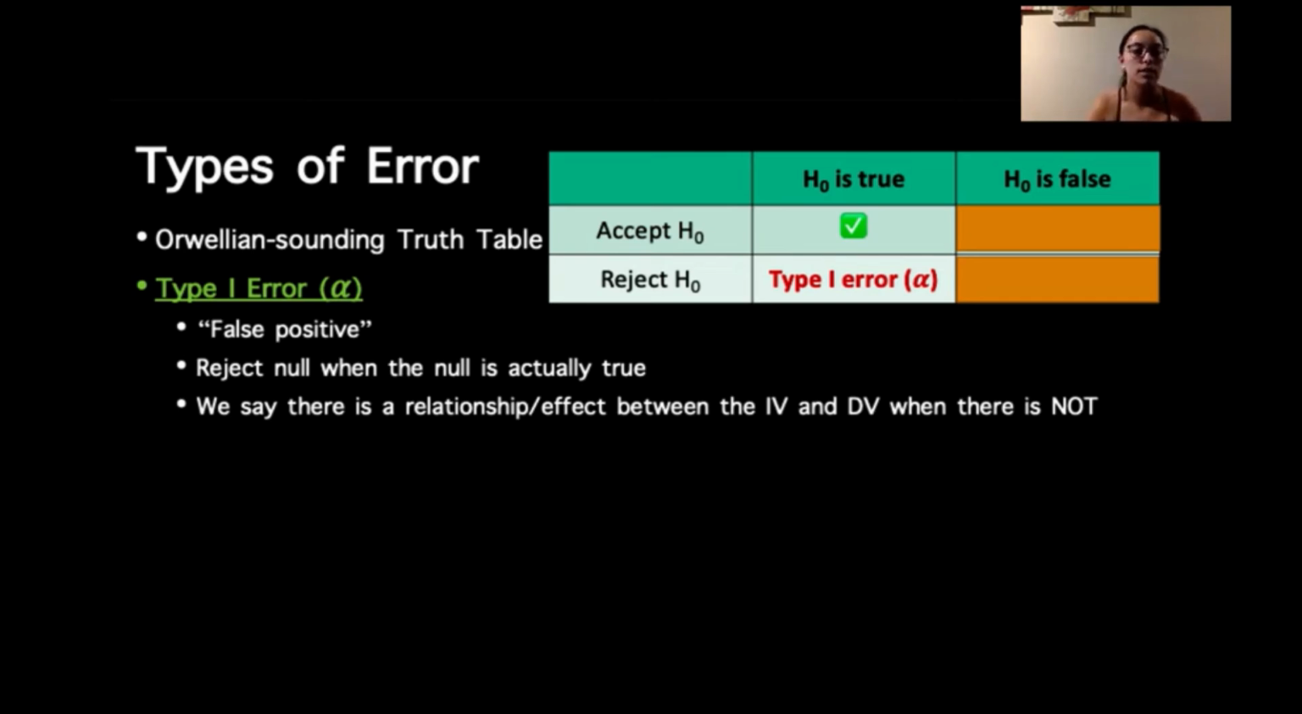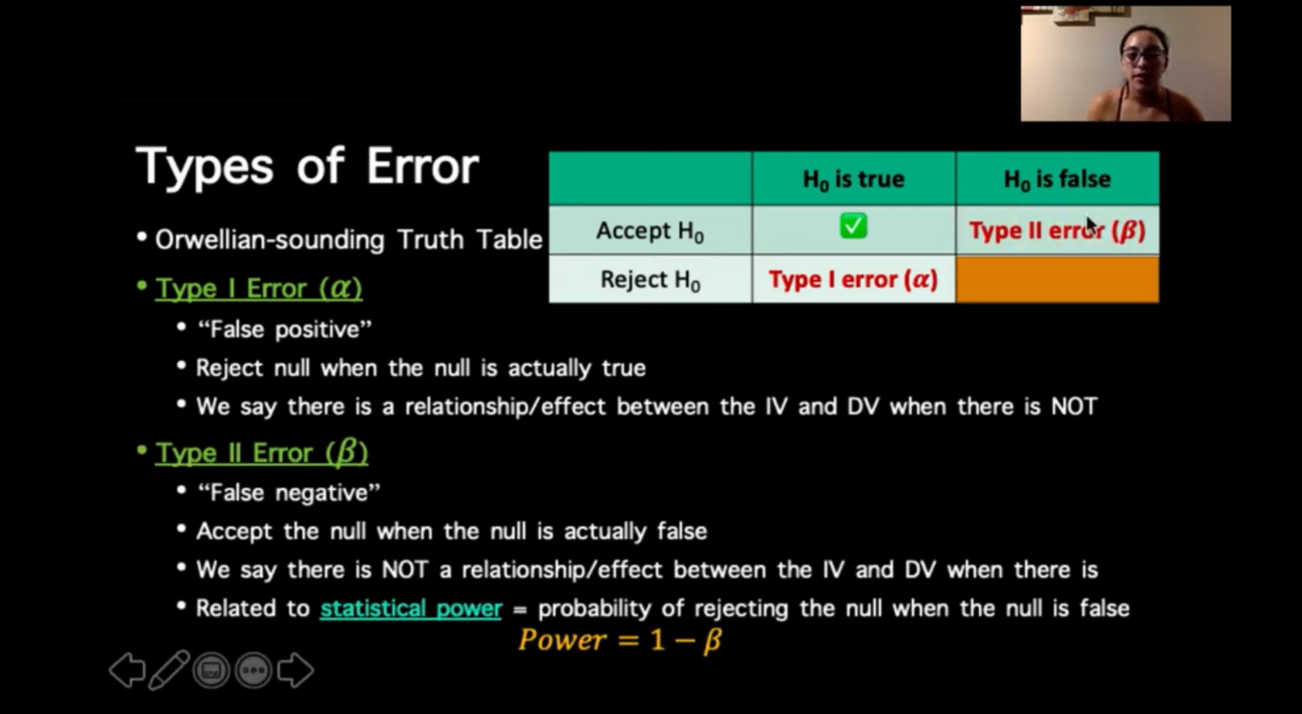Another type of error can occur when we accept the null, so p greater than alpha is what we get in our statistical analysis, but in actuality the null hypothesis is false. Okay, so we should have rejected the null hypothesis. This is a false negative. In this case, we accept the null when the null is false. We say there is not a relationship or there is no effect when in truth there is an effect.